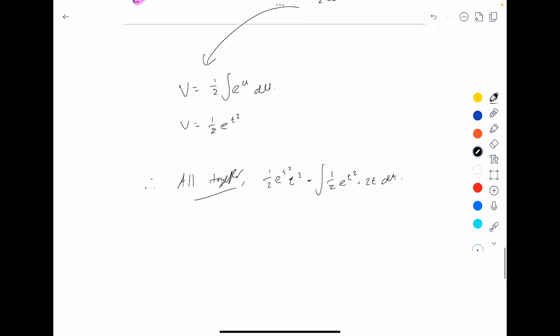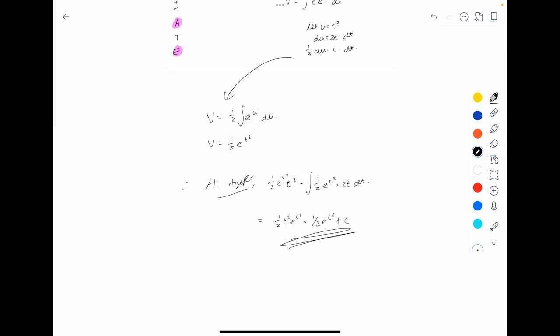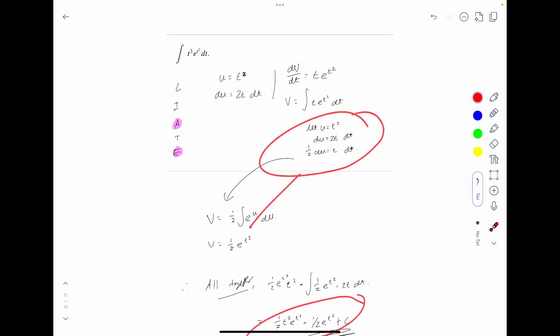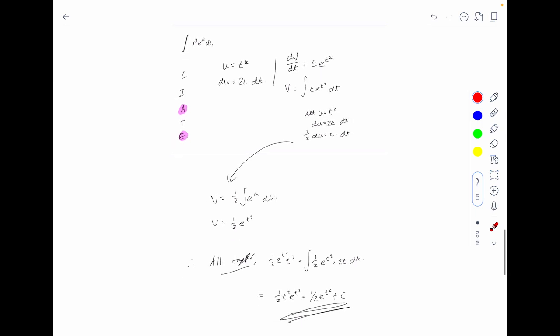Right, and so what we get then is half t squared e to the t squared minus a half e to the t squared plus c. Okay, and that's your final answer. So in this scenario, we just have to break it down a little bit further and use substitution alongside integration by parts in order to get the final answer. It's not perfect science, but it still has helped us out.